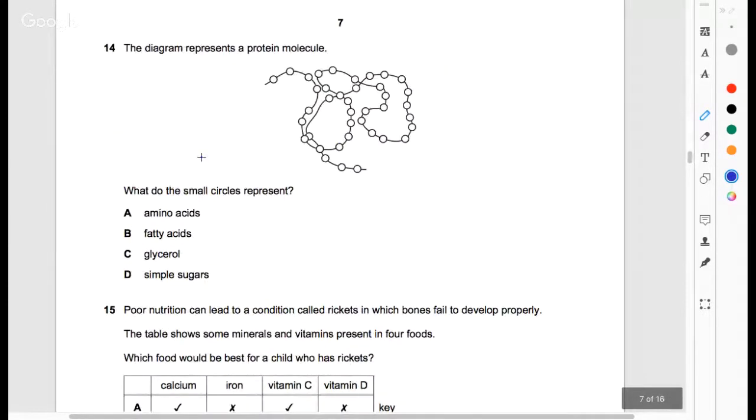The diagram represents a protein molecule. What do the small circles represent? Amino acids, fatty acids, glycerol, or simple sugars? So remember from earlier, proteins are made of amino acids. So each of these represents an amino acid held together by a peptide bond. So amino acid is the correct answer.